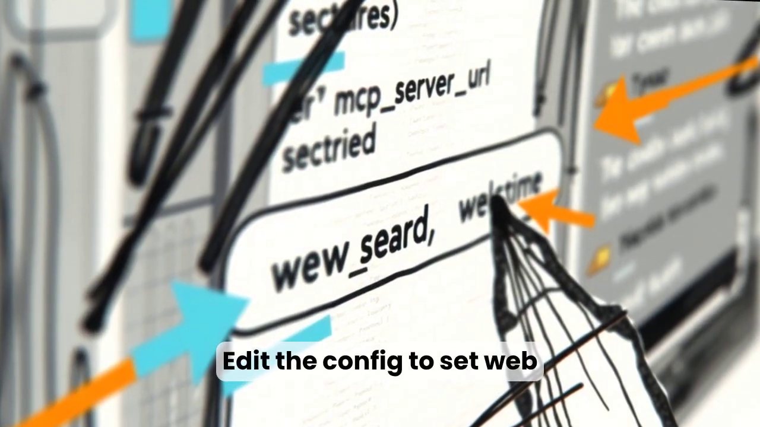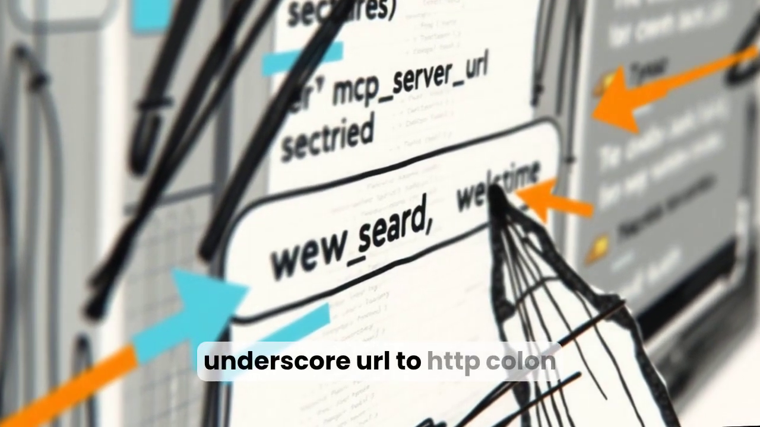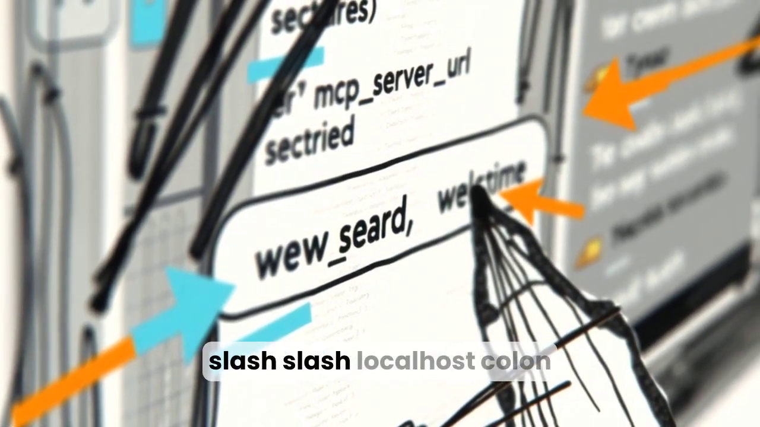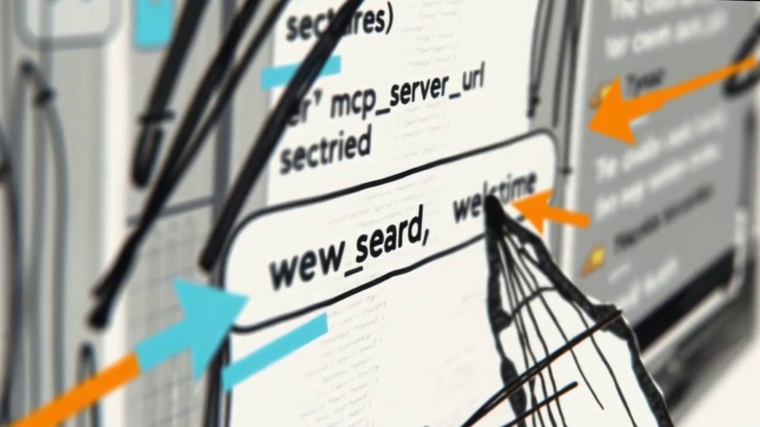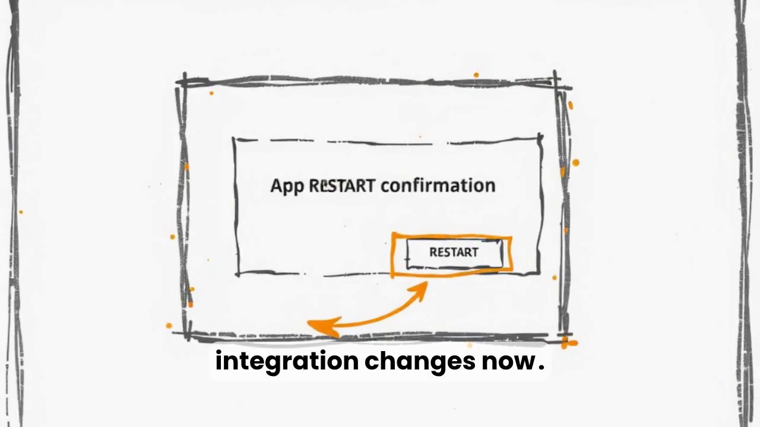Edit the config to set web_search true and set mcp_server_URL to http://localhost:8000. Save settings and restart LM Studio to apply the integration changes now.